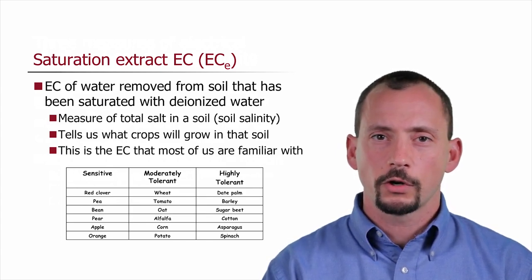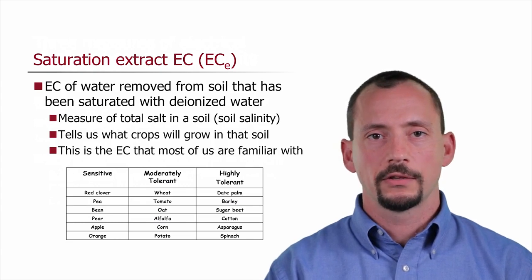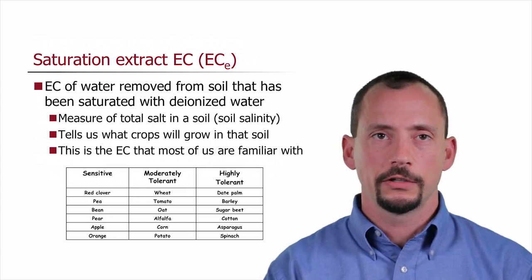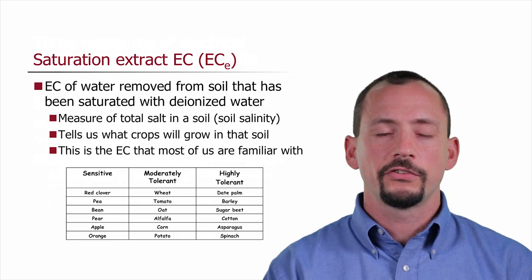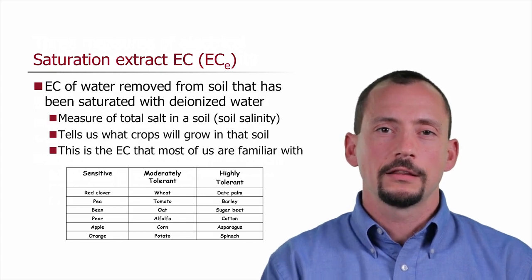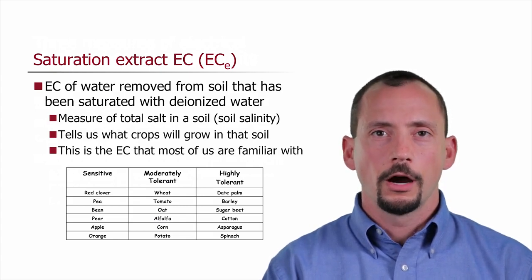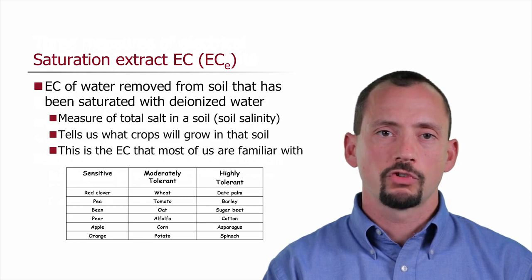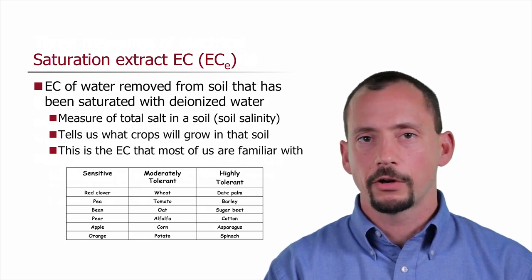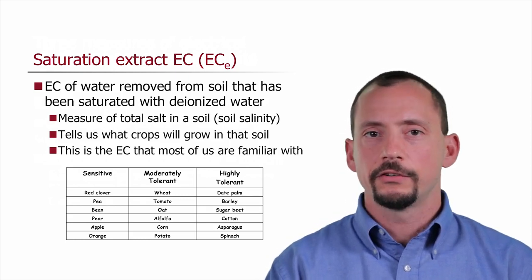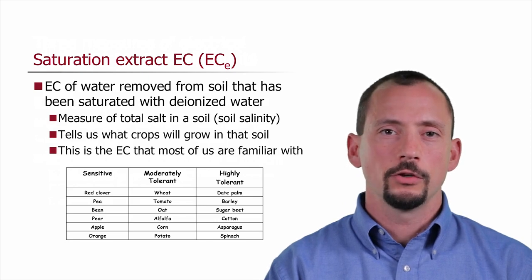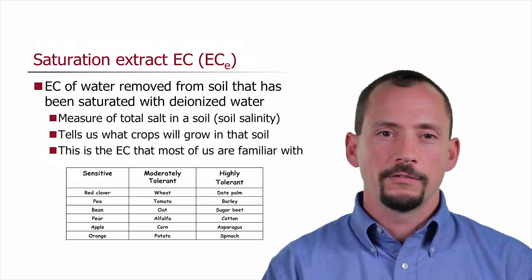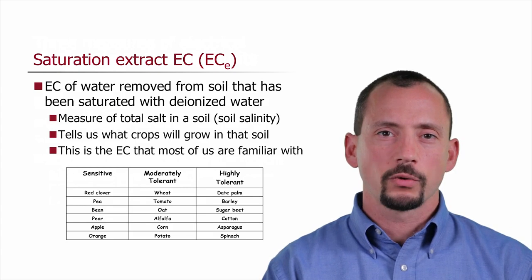It also tells us what crops will grow in that soil because that's determined by the overall salinity of the soil. And this is the electrical conductivity I think that most of us are most familiar with. If you send a soil off to the lab to get characterized for nutrients and other things, then they will send you back a measurement of EC. That's generally the saturation extract EC of that soil.